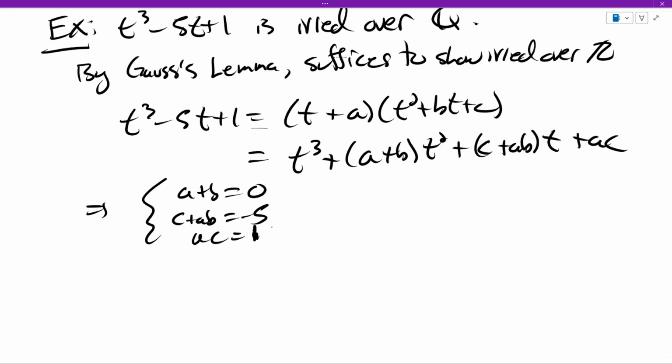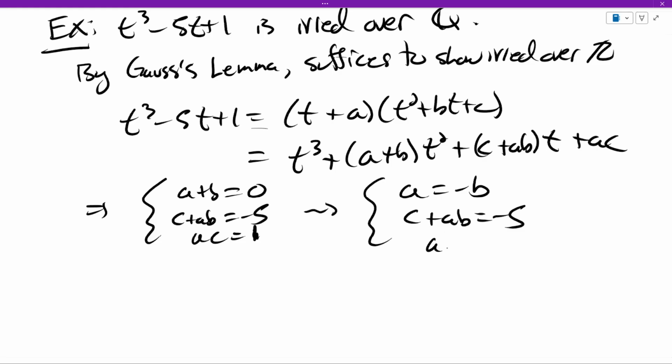All right, so what this is saying is A is equal to negative B, C plus AB is negative 5, and A equals C equals 1 or negative 1. Because we're over Z, we just need to check over Z. We don't have to consider cases where A is like 2 and C is a half. A and C have to be integers, and the only way two integers multiply to be 1 is if they're both 1 or they're both negative 1.